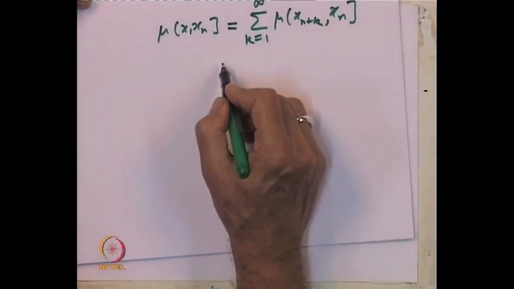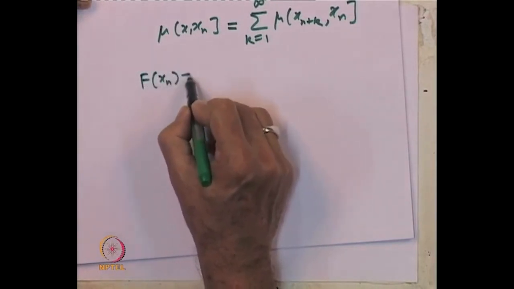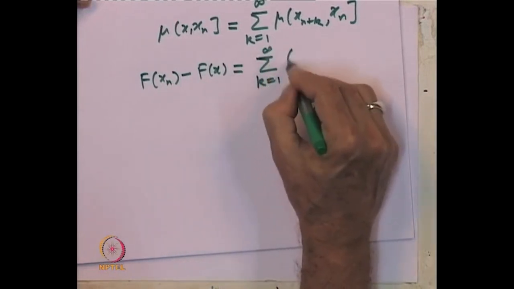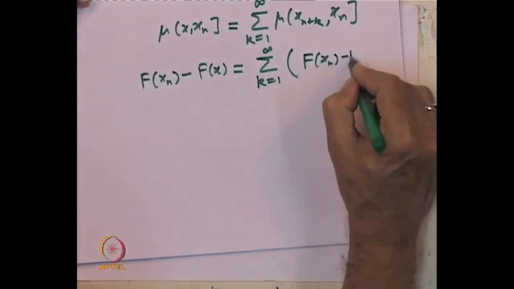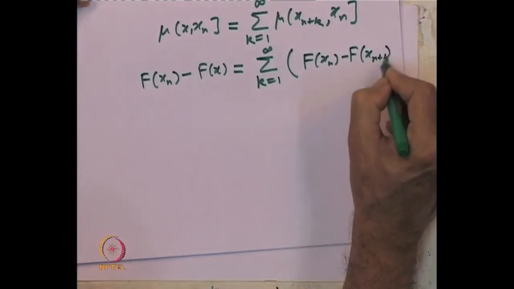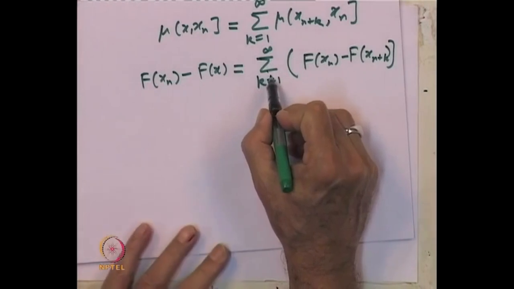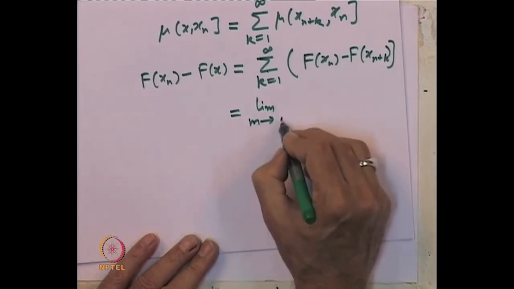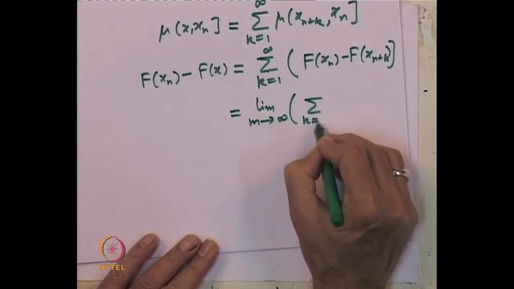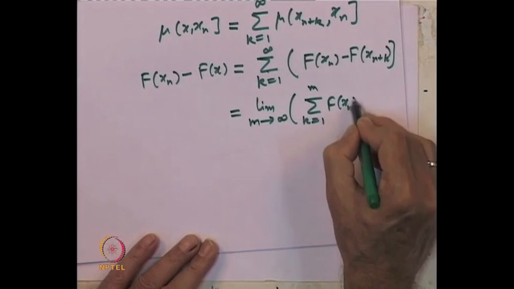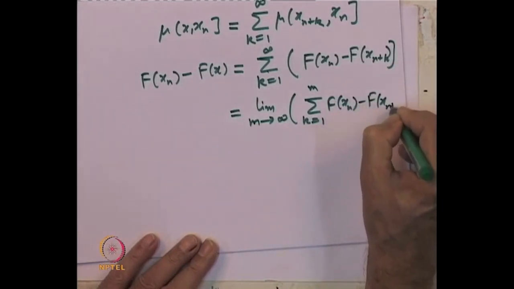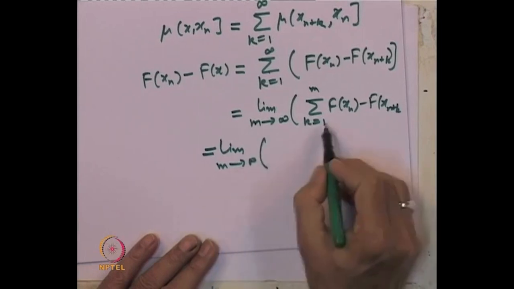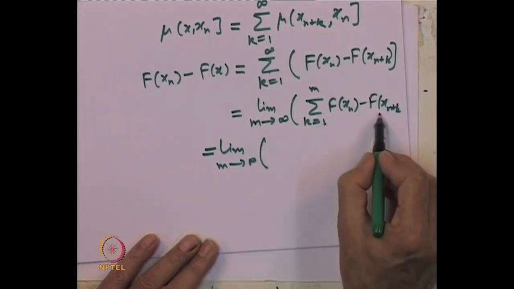Right. So, now let us write this in terms of f. That means f of x_n minus f of x is equal to the summation k equal to 1 to infinity of f of x_n minus f of x_{n+k}. Now, this is a series of non-negative terms, so I can write it as the limit of the partial sums. So, let us write the limit of m going to infinity of the summation k equal to 1 to m of f of x_n minus f of x_{n+k}. And this is equal to the limit as m goes to infinity. Now, this is a partial sum, right.